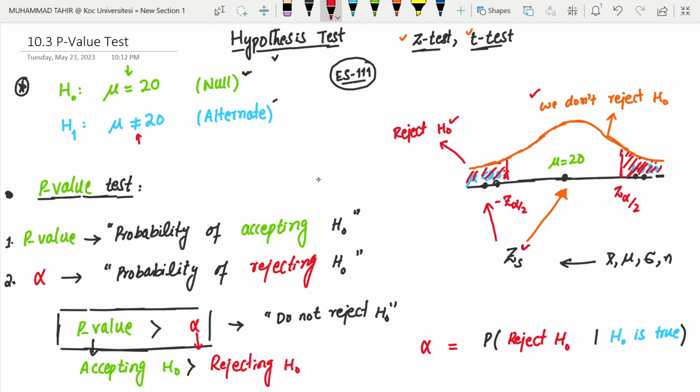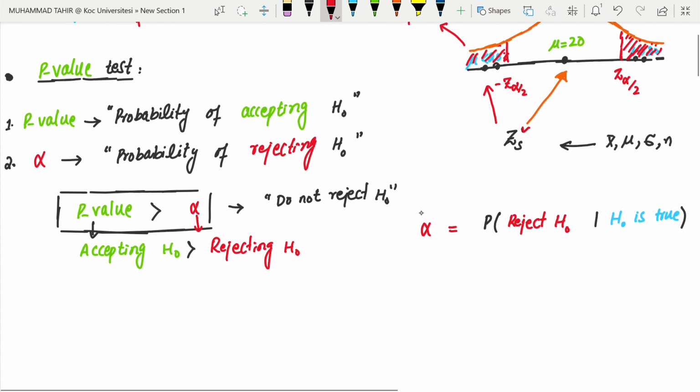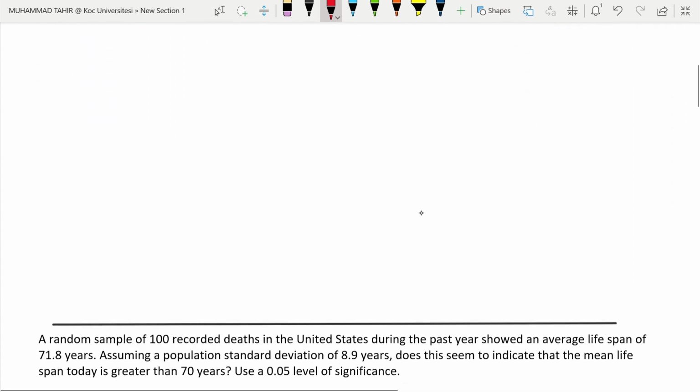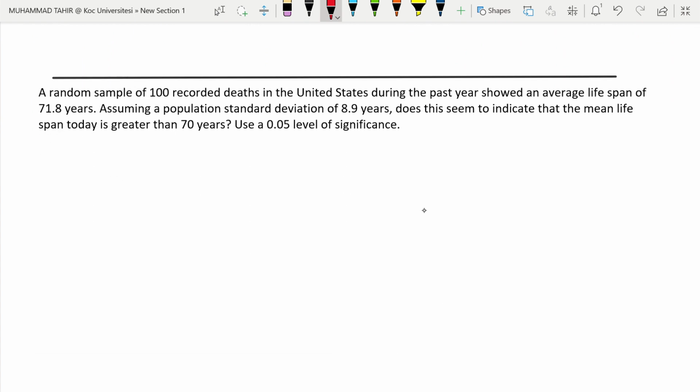Now let's solve some questions regarding p-value. If you have already solved this question, you don't need to solve this again. You can skip this part. So let's start solving some questions.